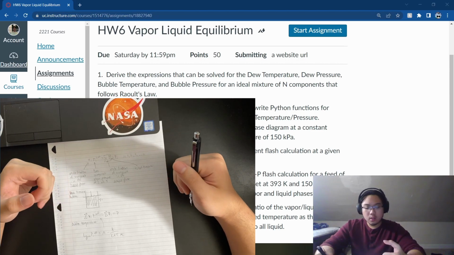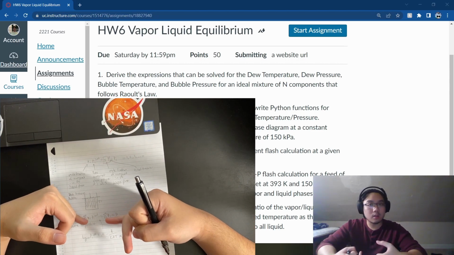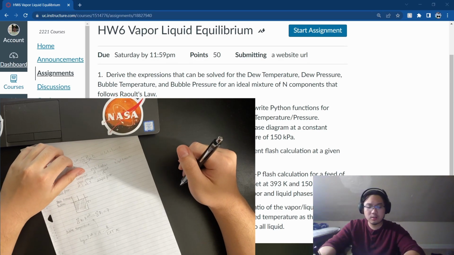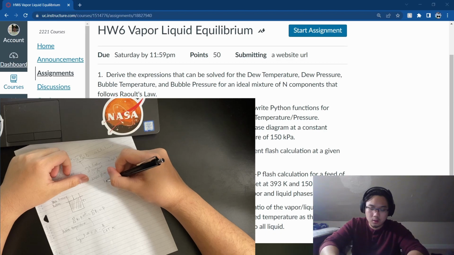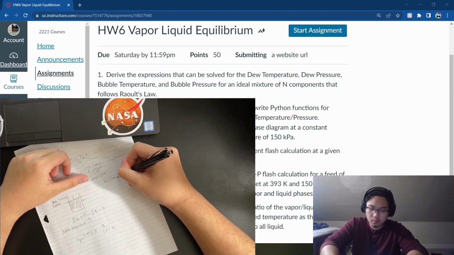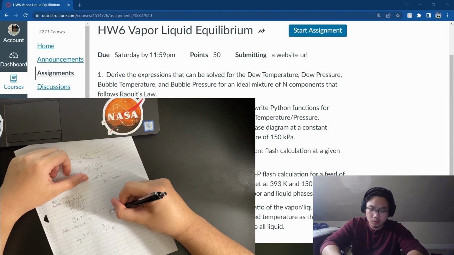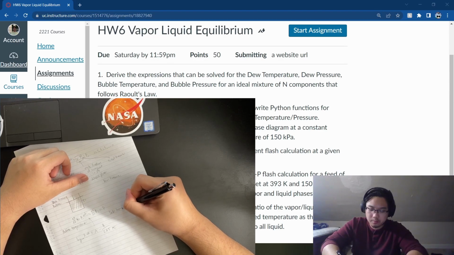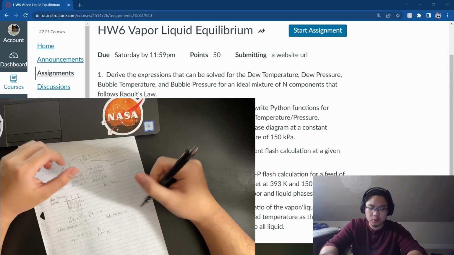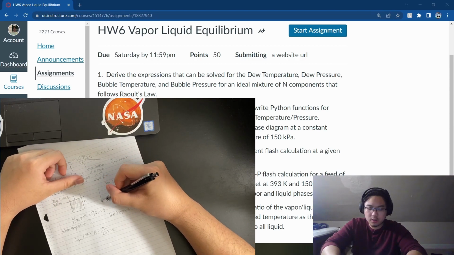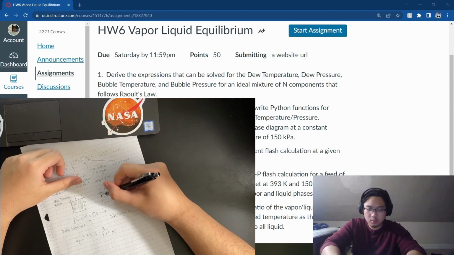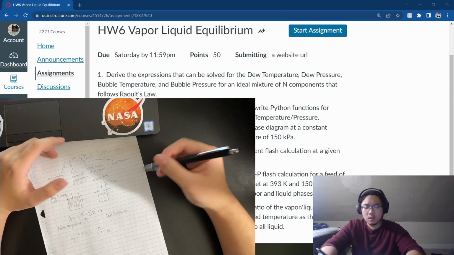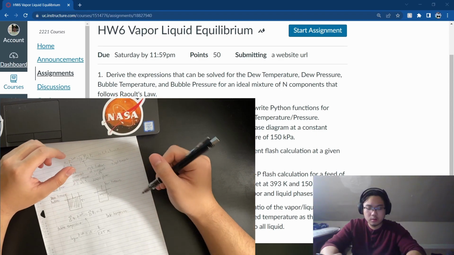And so for now, it will simply be also this expression. And that same sort of logic applies to dew pressure and dew temperature as well. So for dew pressure, our system this time will be all vapor. And then we're given the temperature as a value.